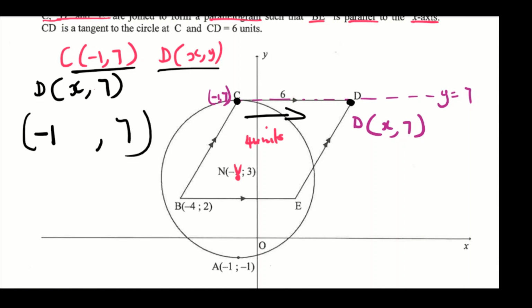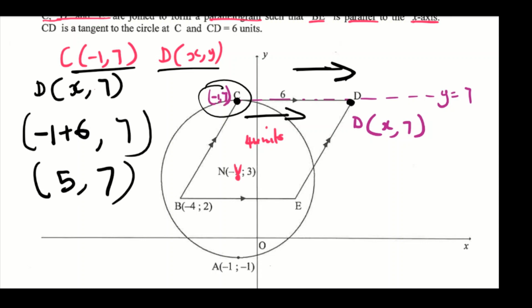For the x value though, C was at minus 1, but because the distance of CD is 6 units, it's moving towards that direction, so we can simply add that 6 units. So it's plus 6, which should give you 5, because it's a movement. This thing is moving in that direction, so it's going to be 5 and 7 now.